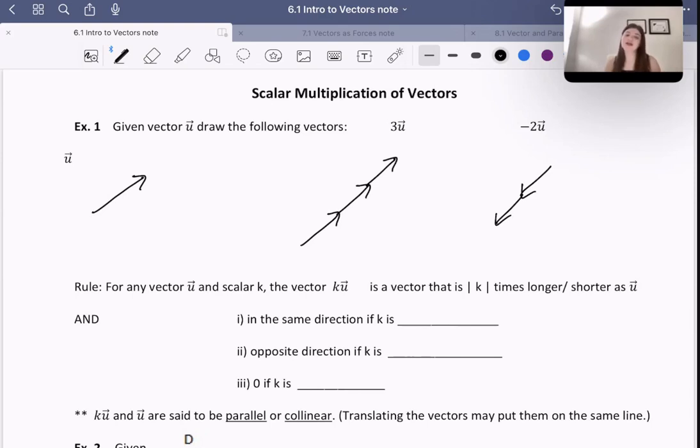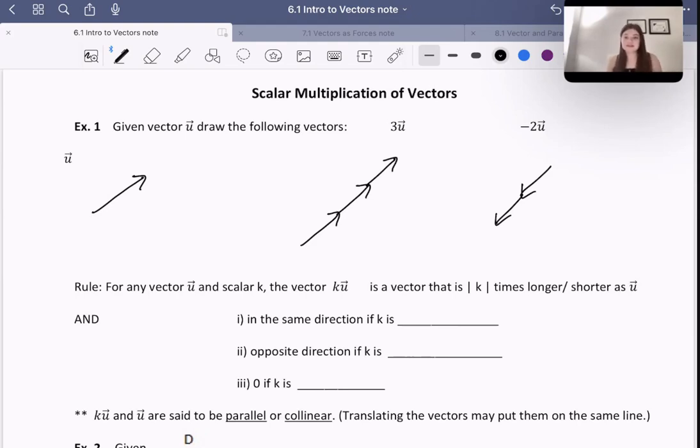So basically for any vector u and scalar k, the vector ku is a vector that is the magnitude of k times longer or shorter than u. So you can see here, this one is 3 times as long as our original vector, right? This one is 2 times as long as our original vector, just in the opposite direction. So basically we take the absolute value of whatever number we're scaling it by, and that's how many times we multiply by to figure out the new vector.